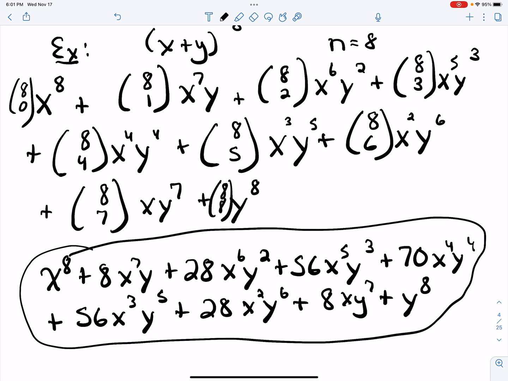Same result you would have gotten if you'd gone down into the 8th row of Pascal's triangle. That would have given you those same coefficients.